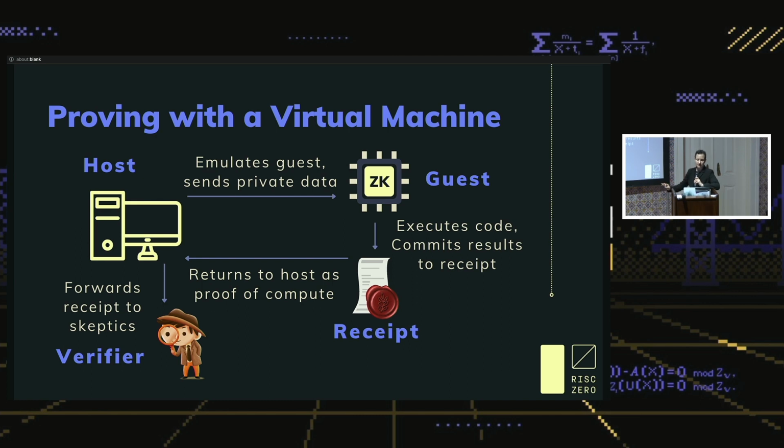And where this differs is, unlike a regular VM, our VM is going to generate a computational receipt. So this is the zero-knowledge proof part. And that receipt today is going to return right to the host, and we're going to check it in the host. But in general, you'd be sending that receipt on to other parties, making it publicly available, whatever your application needs.